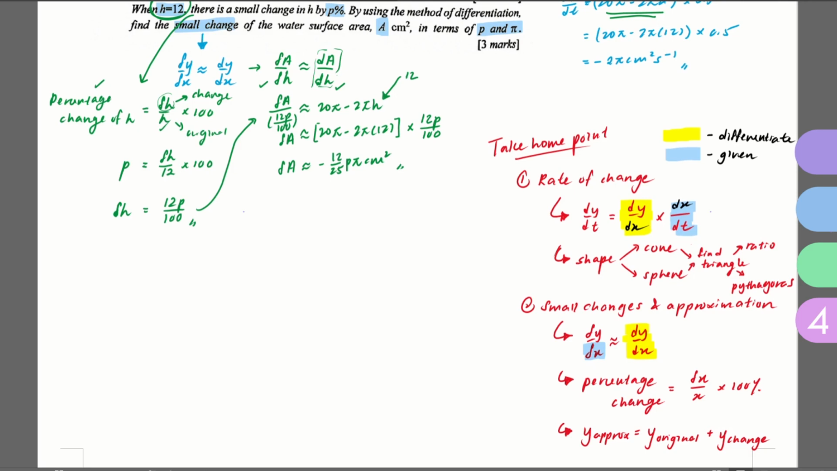And for small changes and approximation, we have three equations. So to find delta y, we need to consider dy over dx, which we need to differentiate to obtain, and delta x, which sometimes is given, sometimes we need to use the second equation to find, which is the percentage change of x. So to find percentage change, we need to use the change of x divided by the original value of x and multiply by 100.